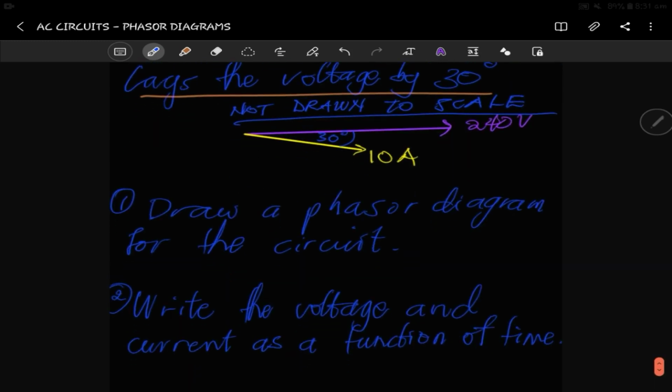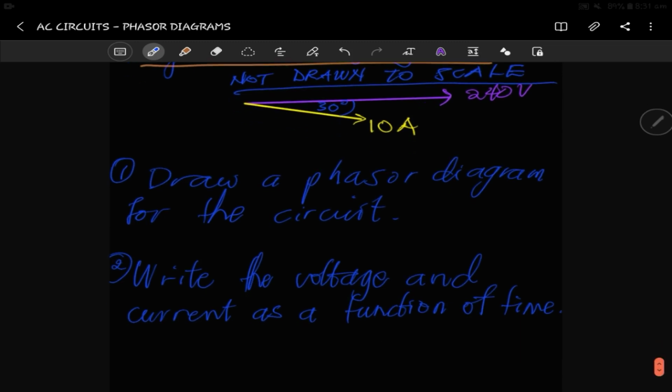The next thing we want to do is write the voltage and the current as a function of time. We've been doing this a lot.